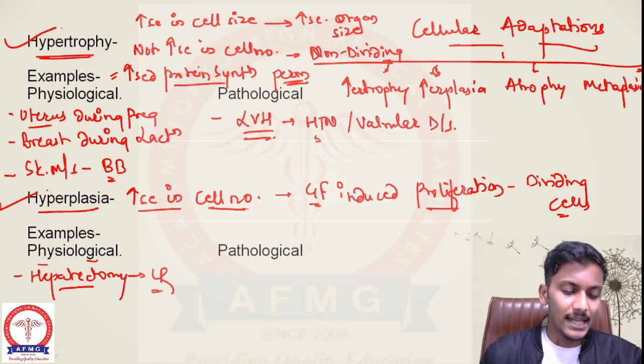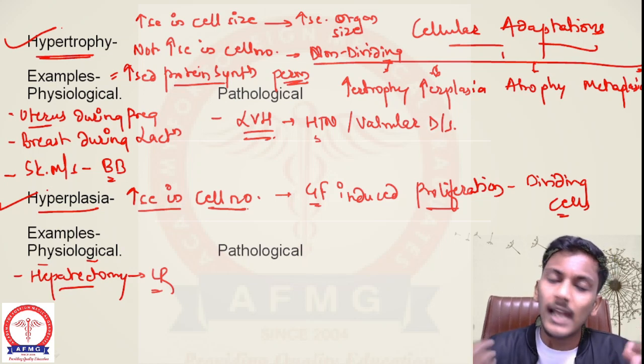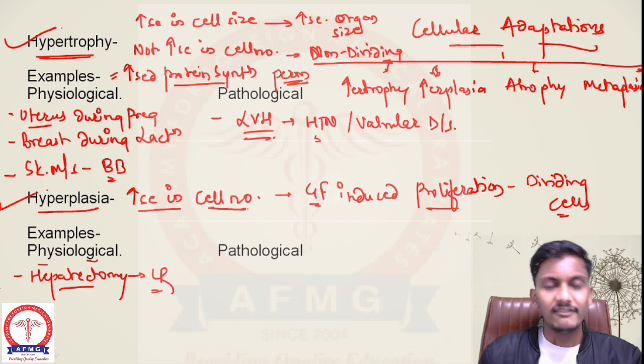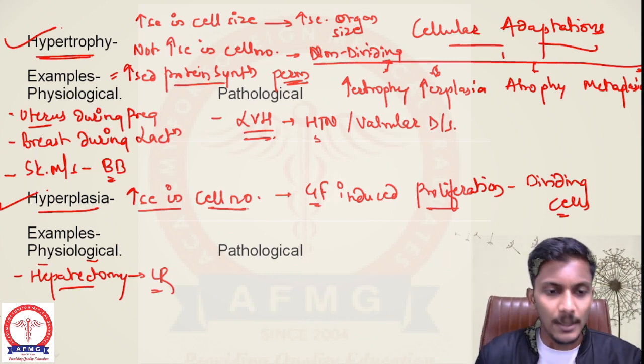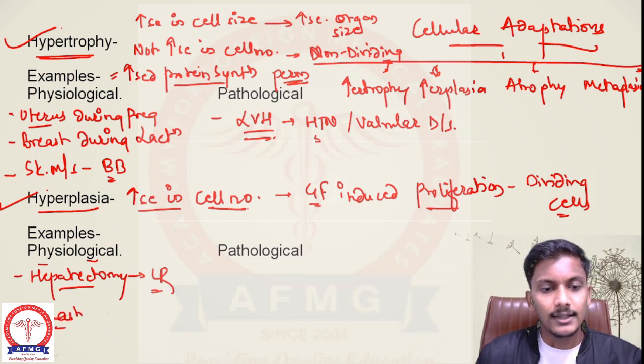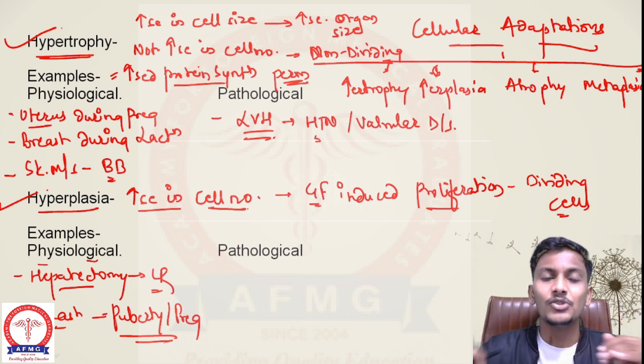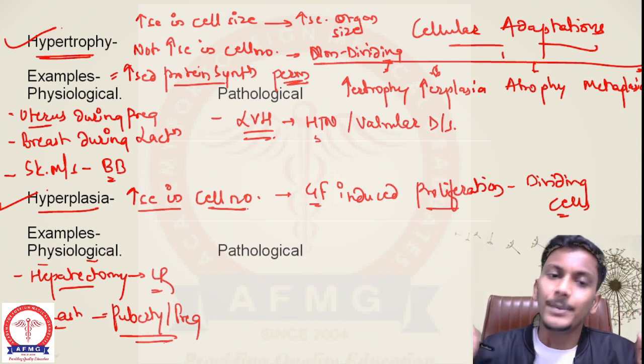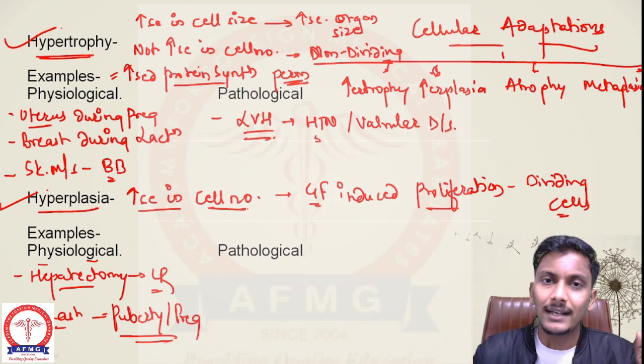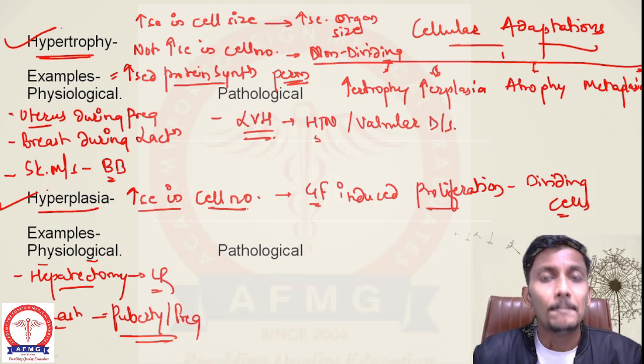The next example that you need to remember is hormonal hyperplasia. Whenever there is some hormonal stimuli onto the breast, it leads to hyperplasia of the breast, and this occurs during puberty and pregnancy. So please remember, now you know the difference. Breast during lactation is an example of hypertrophy, whereas breast during puberty and pregnancy is an example of hyperplasia.